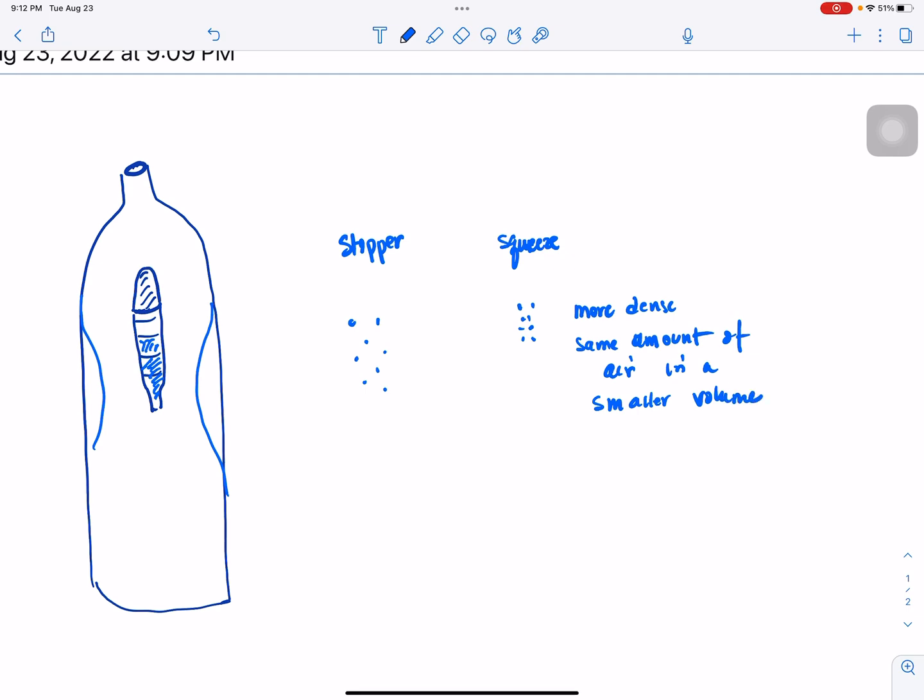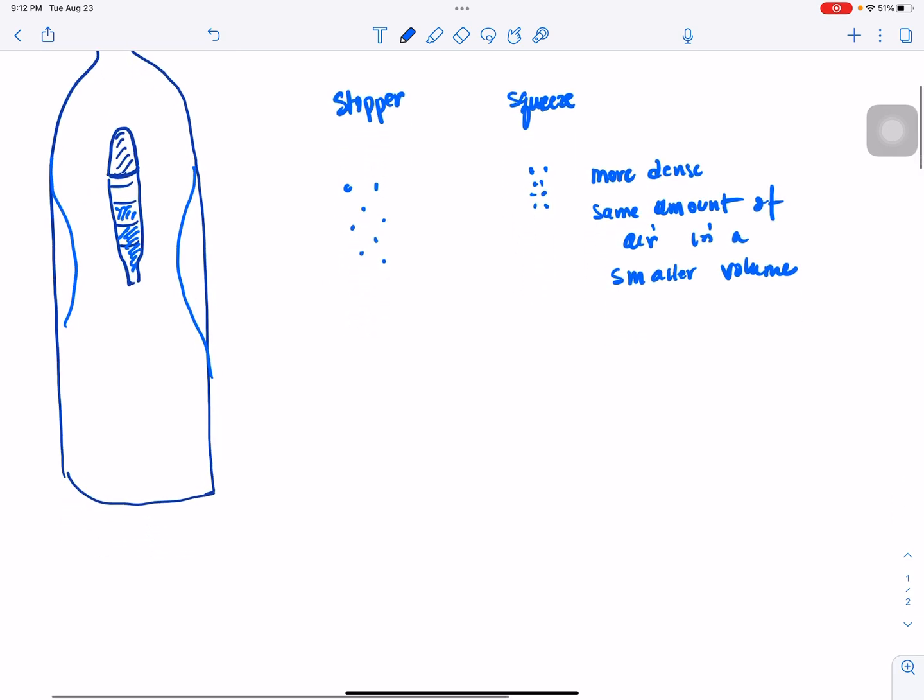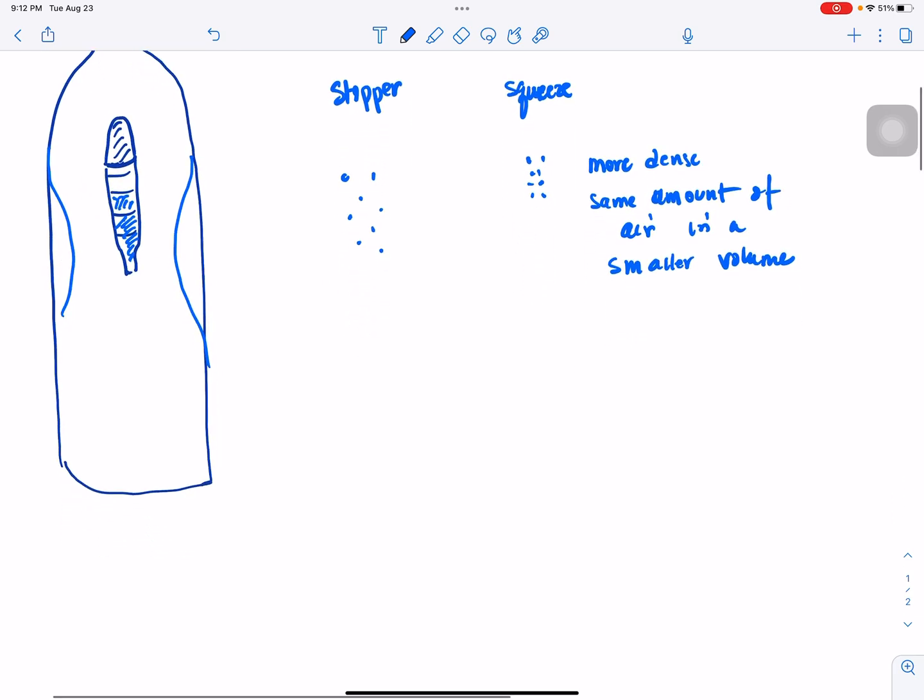And so as the density of the air increases, the density of the water outside the bottle is staying the same. So the density of the air is increasing, which means it's going to sink. Hopefully you got that when you were thinking about it.